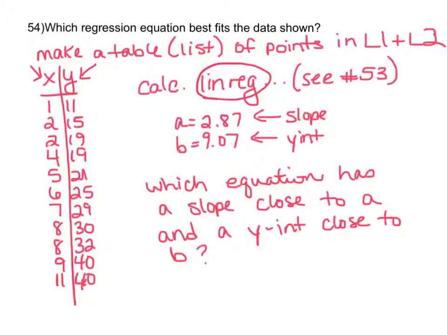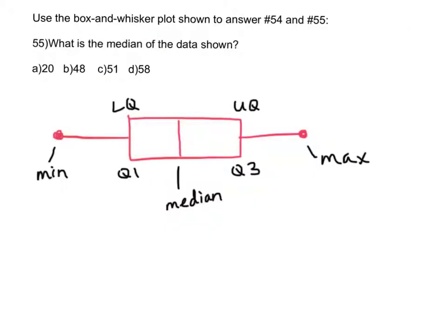And what you're going to see is that you're going to get approximately 2.87 for your a, and then 9.07 for your b, and then you have to determine which one of the given equations closely matches the slope and the y-intercept after you calculate your regression equation. Number 55 is again using a box and whisker plot. I reviewed what each of the points are here, so you need to determine the median.